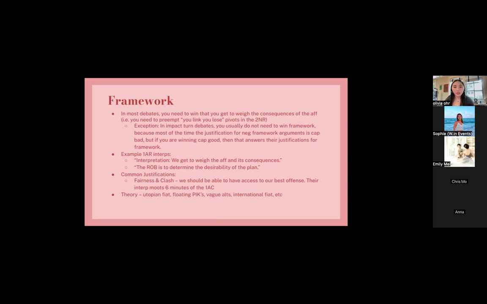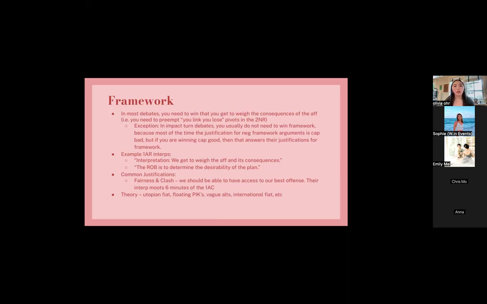An exception to the concept of "you must win framework" is in impact turn debates. You usually do not have to win framework because most of the time, the justification for neg framework arguments is capitalism being bad. But if you're impact turning this premise and winning that capitalism is good, then there's not really a reason as to why framework is good.